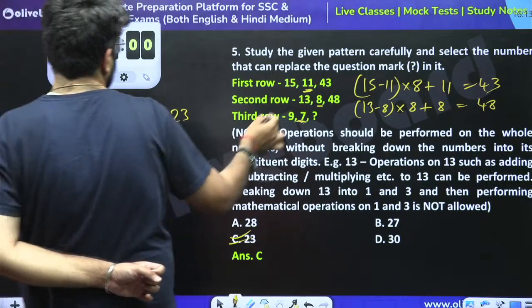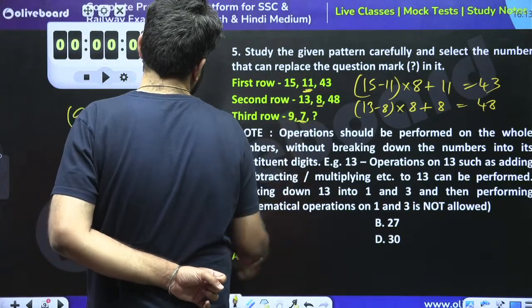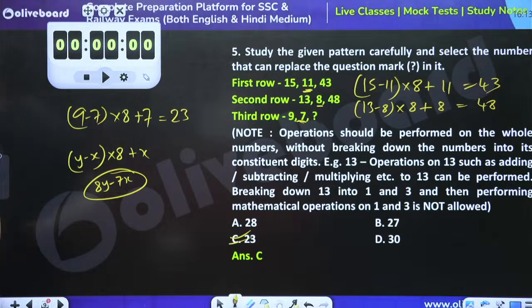8y minus 7x. This can also be a logic. 8 times the first column minus 7 times the second column.